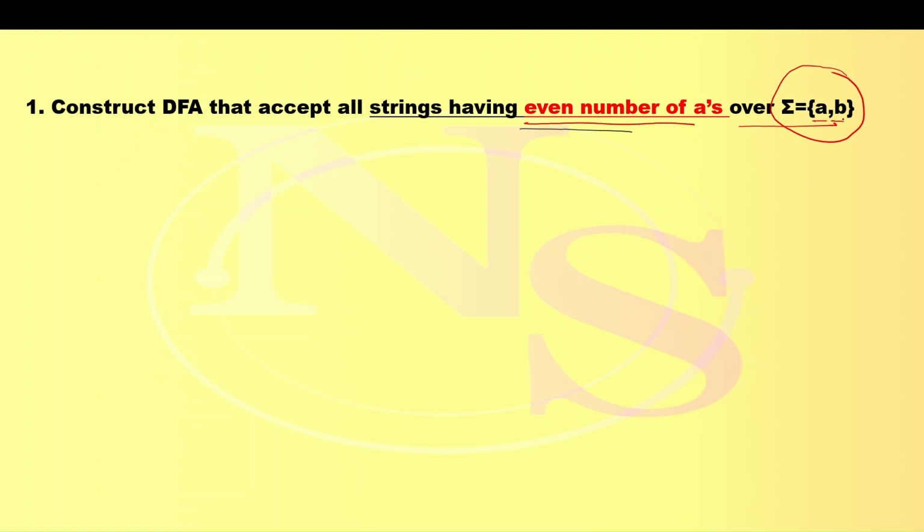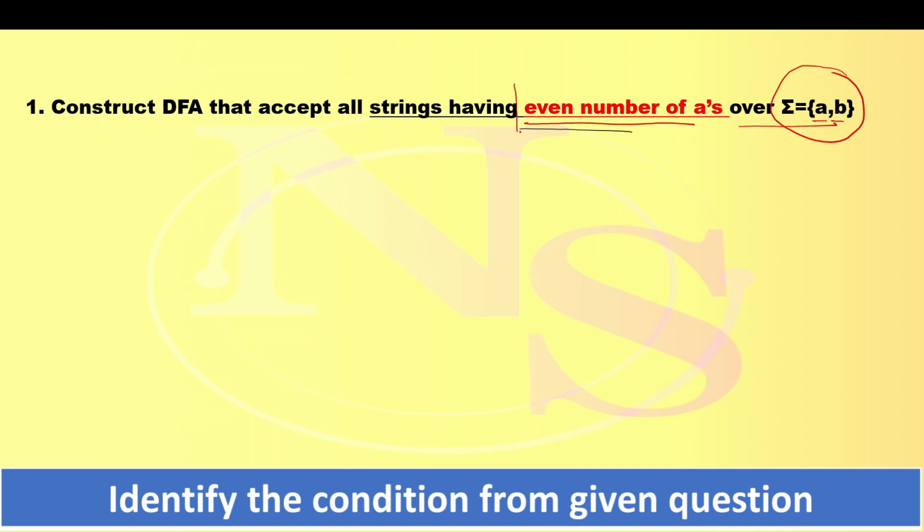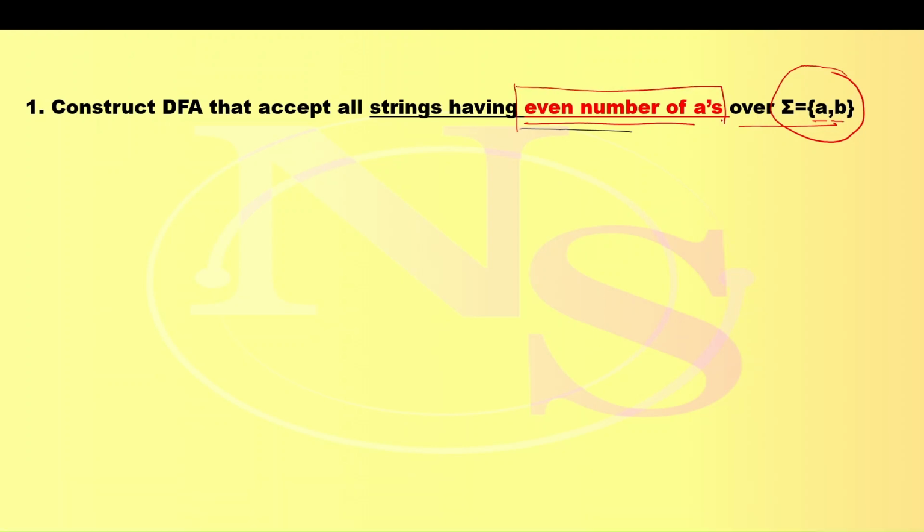First, identify the condition from the given question. Here the condition is an even number of a's. Whatever strings the automata will accept, those strings will contain an even number of a's, or I can say the number of a's is divisible by 2, as this is the definition of even number. For example, if there are 0 a's, it's even. If there are 2 a's, even number, 6, 8, like this.